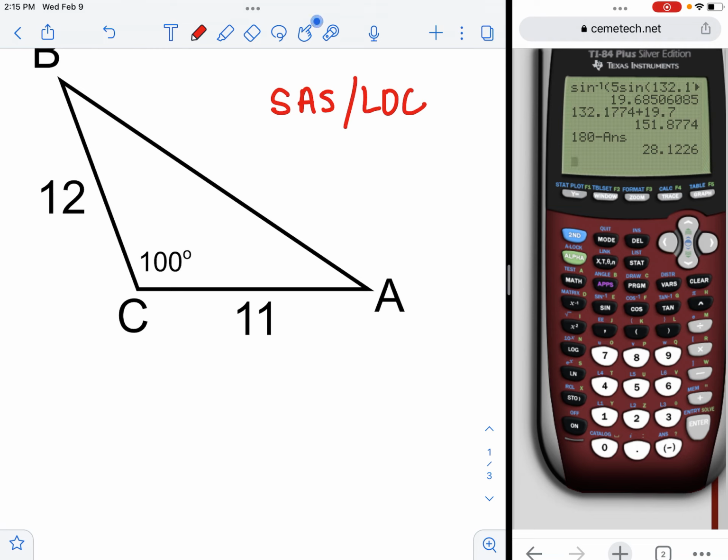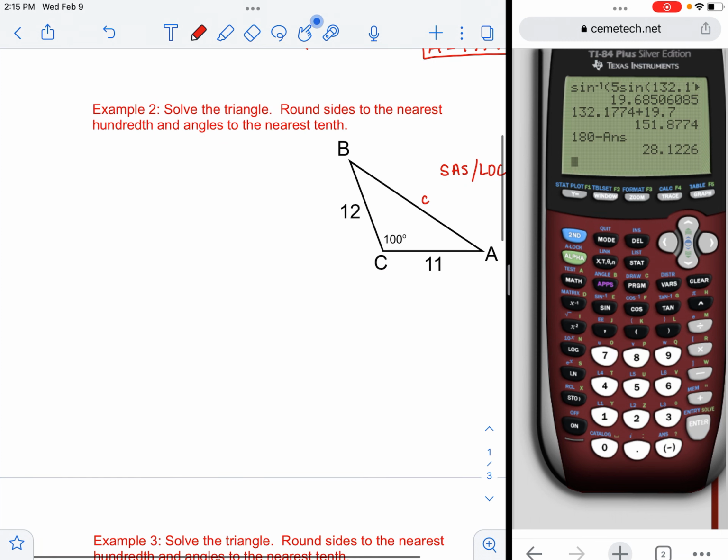With SAS, we do have a rule that we have to follow. There's actually two rules. Rule number one is find the missing side first. So my only missing side is C. I'm going to start with that. After that, I'm going to find my smallest angle next. But let's worry about the side first.